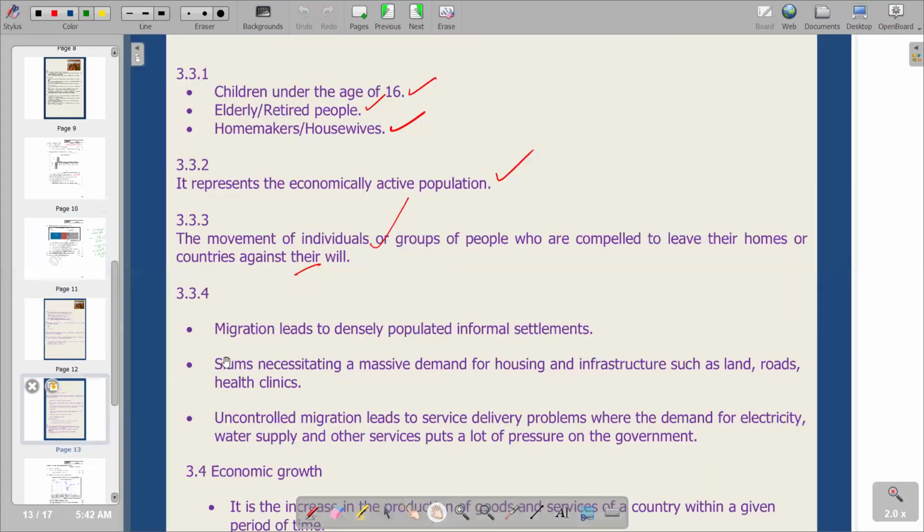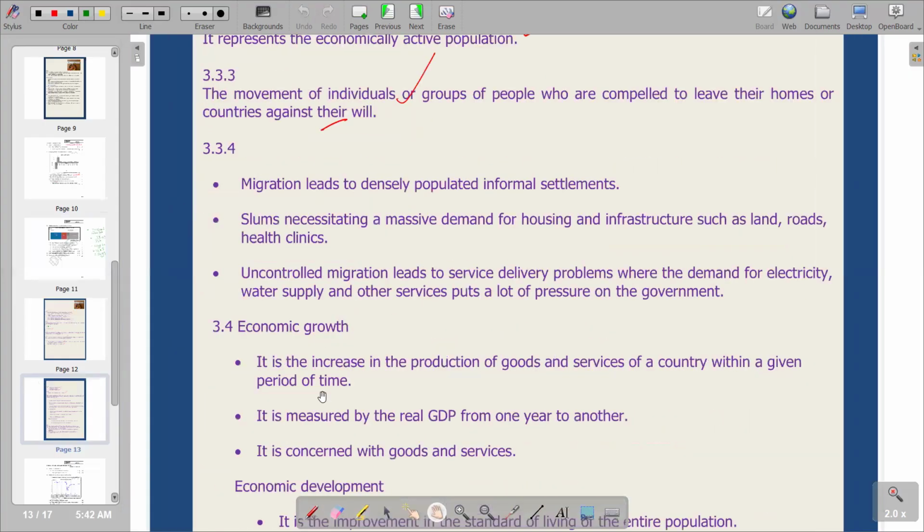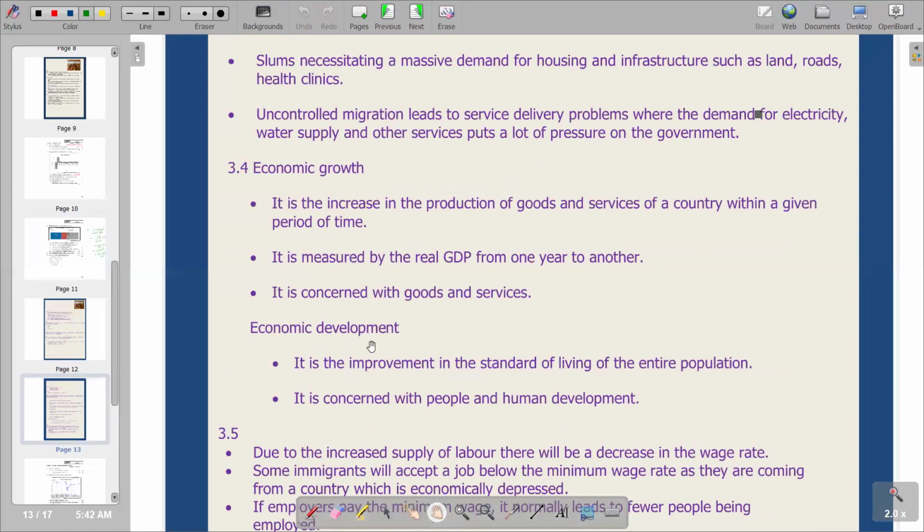So we go to the other section, where we see we have an explanation of economic growth and economic development, pointing out the difference between the two. The first point says that under economic growth, it is the increase in the production of goods and services of a country within a given period of time. The second point, it is measured by the real GDP from one year to another. Then the next point, it is concerned with goods and services.